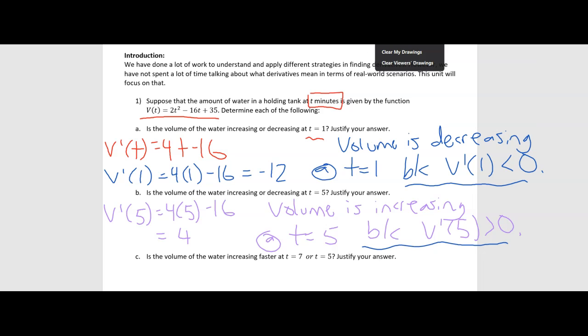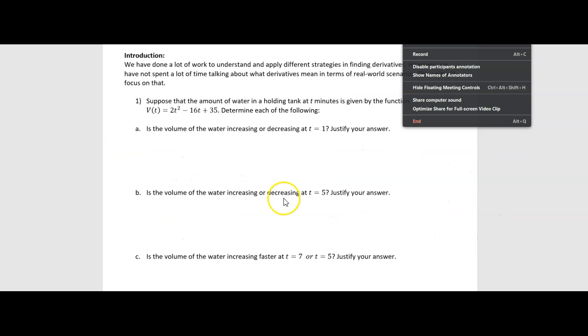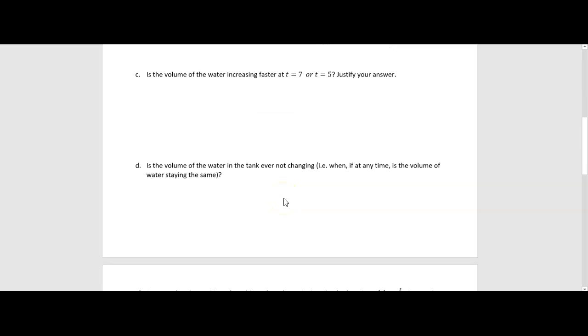So what I need to do is just find the rate of increase at t equals 7. I'm just going to scroll up here for us.